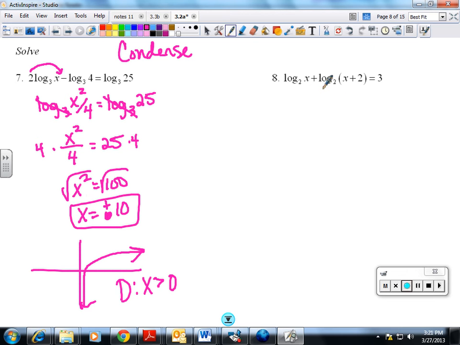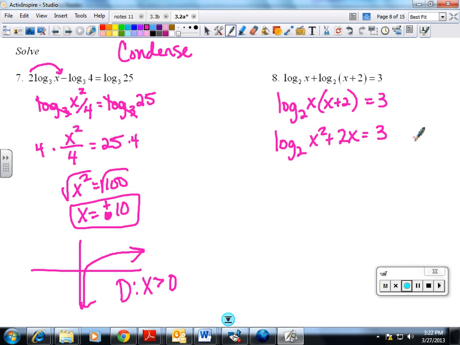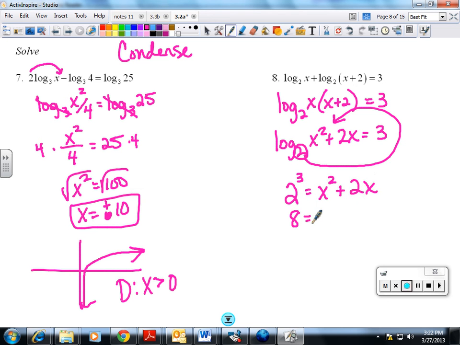This one, we're going to have to always condense it first. So we've got log base 2 of x times x plus 2 equals 3, which would be log base 2 of x squared plus 2x equals 3. I do not have logs on both sides, so I can't cancel them. So instead, I do that. Whoosh. So 2 to the third equals x squared plus 2x. So that would be 8 is x squared plus 2x.